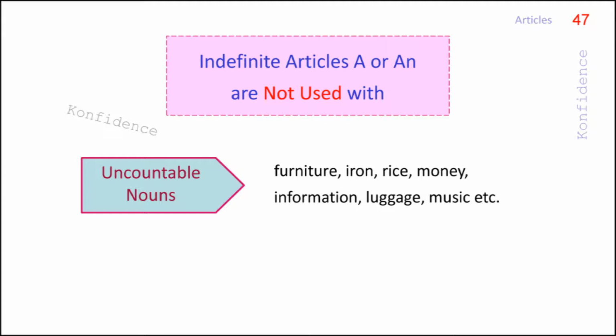Indefinite article must not be used before uncountable nouns. Some uncountable nouns are given in the slide. Can we count it? Can we say one furniture, two furniture like that? No. That's why in the example, indefinite article is missing. We cannot say a good advice or an advice.